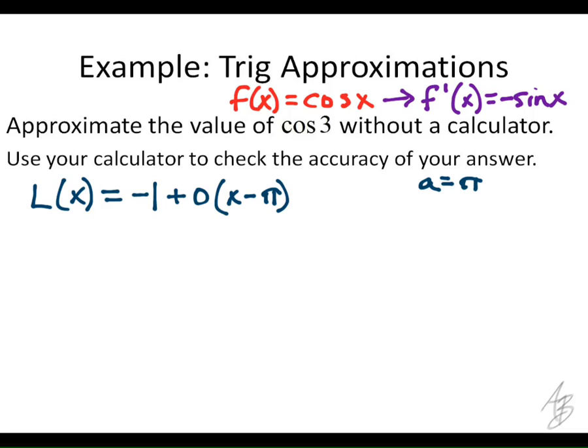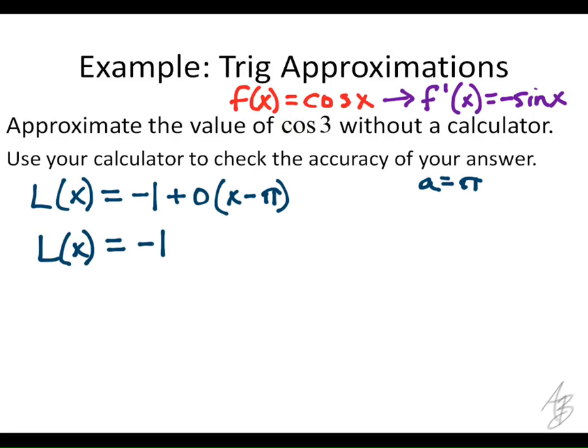Well, this is an easy one to figure out. What's 0 times anything? 0. So what this is saying is the tangent line, and I'm going to write this here, no matter what x is, the tangent line is going to have a value of -1. So in the region close to pi, cosine is going to have values close to -1.